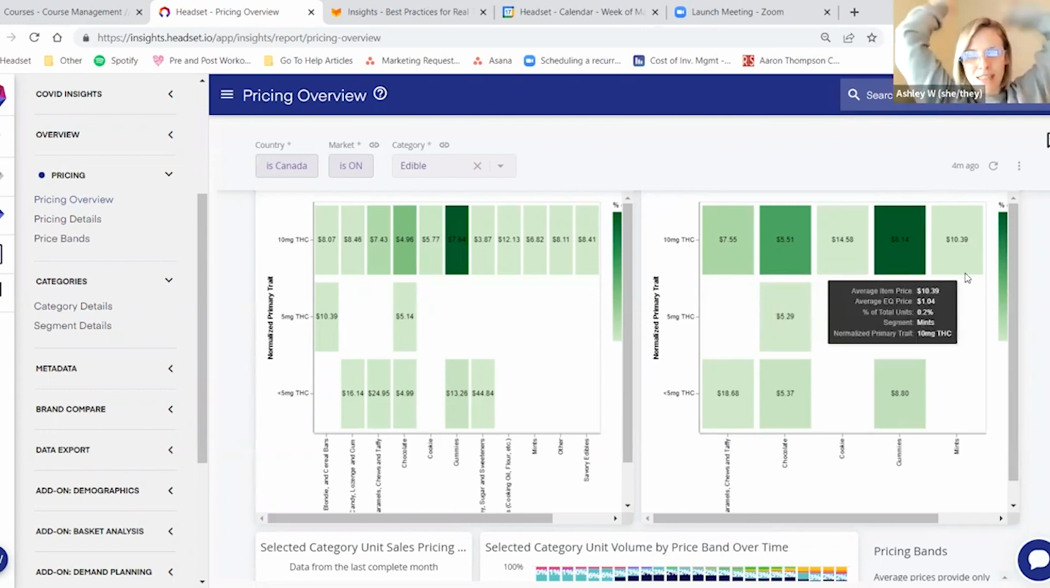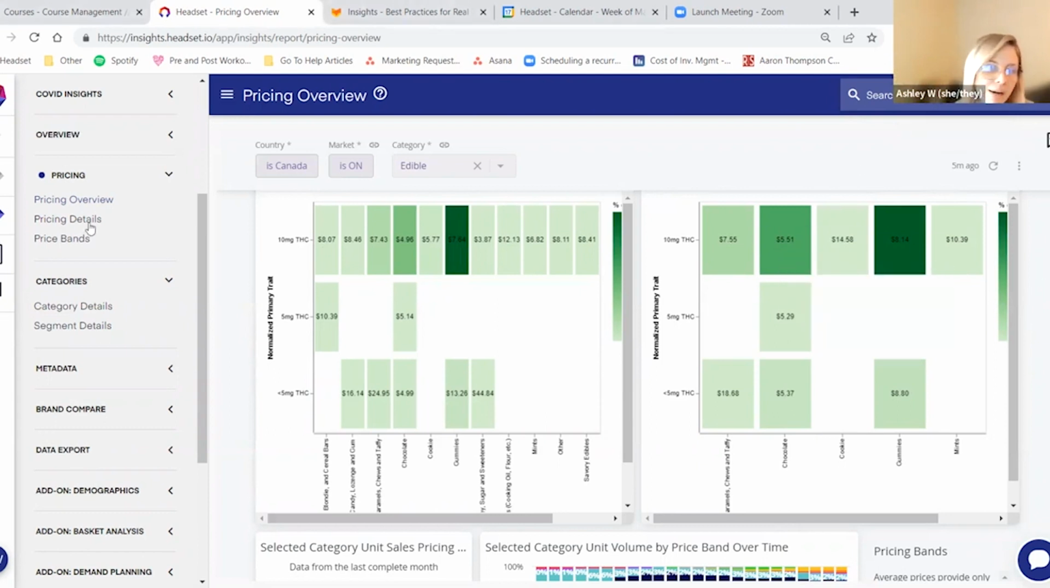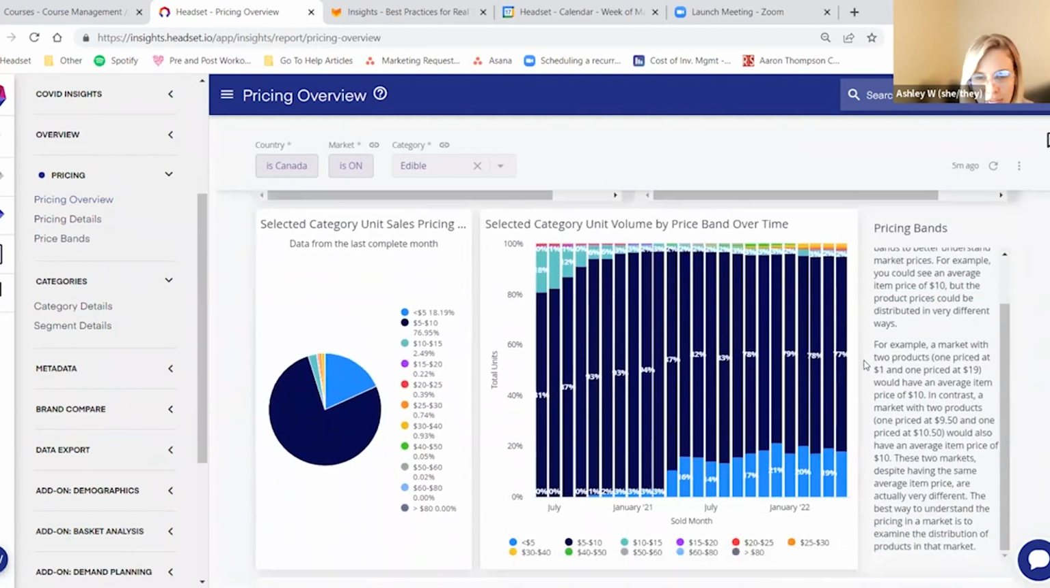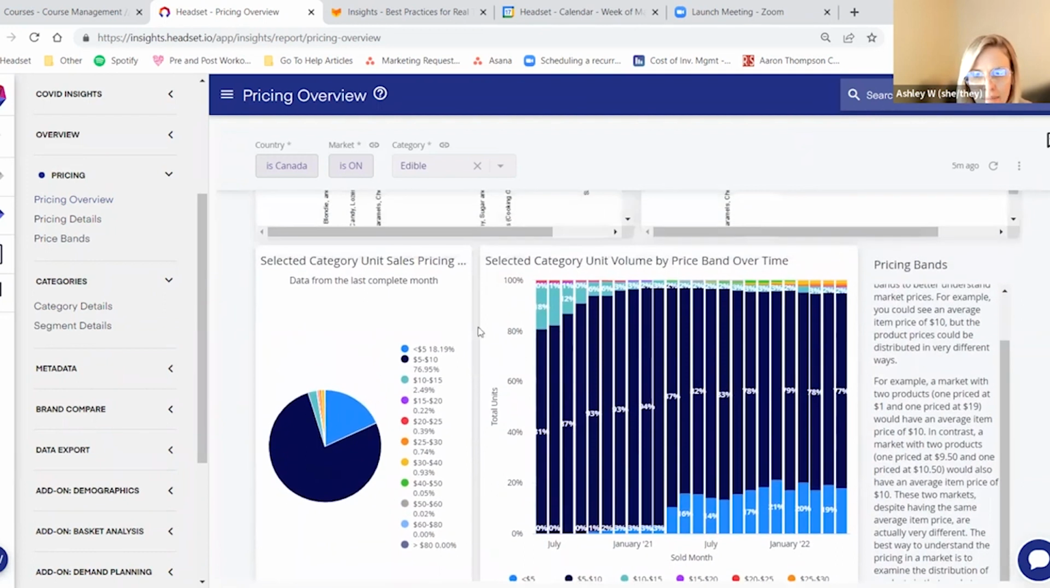I don't want to take us too far into this, guys, because I am going to dive into it in our follow-up session, which I think is on Thursday. On Thursday, we'll go deeper into the pricing details and the pricing bands. What we can do is take these pre-built pricing bands. In Headset data on the pricing overview, you're looking at Headset-defined pricing buckets, which are very general because they have to function across all the categories. You start at buckets of $5 and then they jump up to $10 buckets once you get above $30. We can build these into our own custom pricing buckets using the pricing bands dashboard and look at good, better, best pricing.